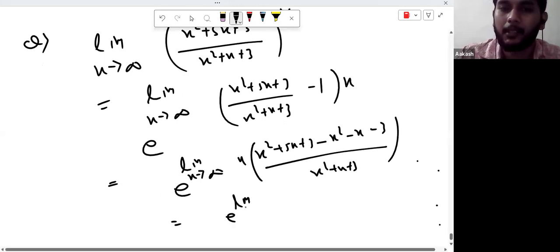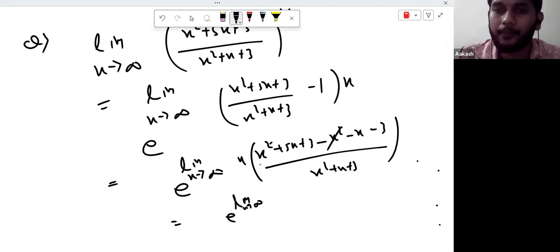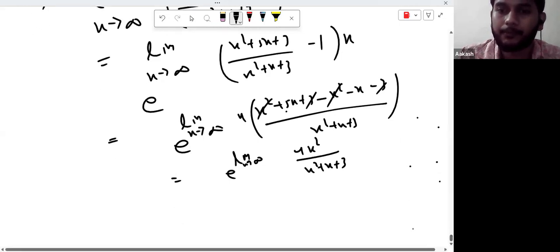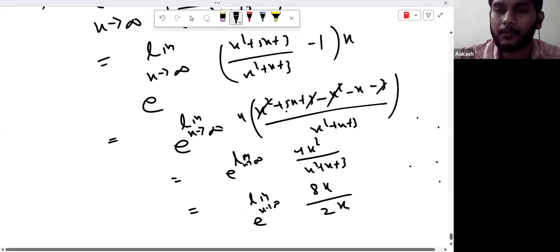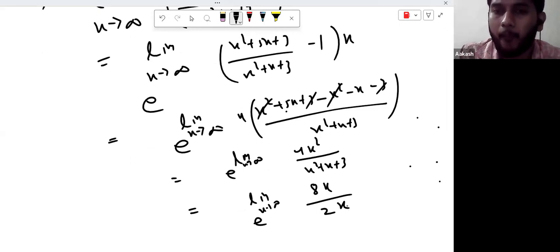So this is e to the power limit x tending to infinity. We have x square there, and the x square cancels, and the 3 minus 3 cancels. So what remains? 5x minus x, which is 4x. 4x into x is 4x square, upon x square plus x plus 3.